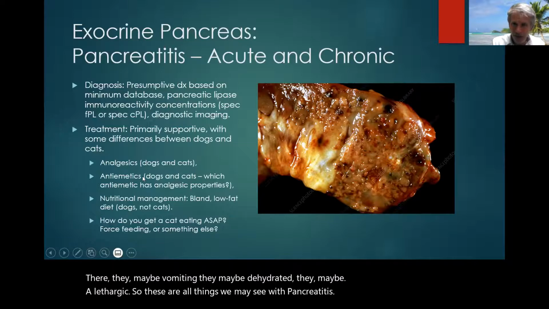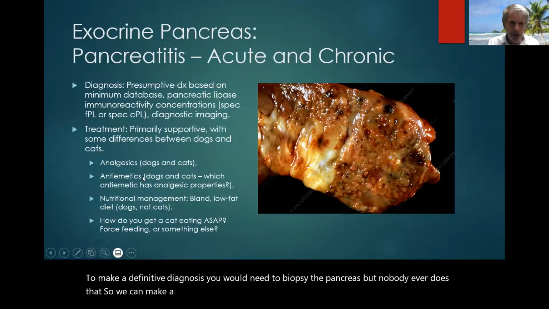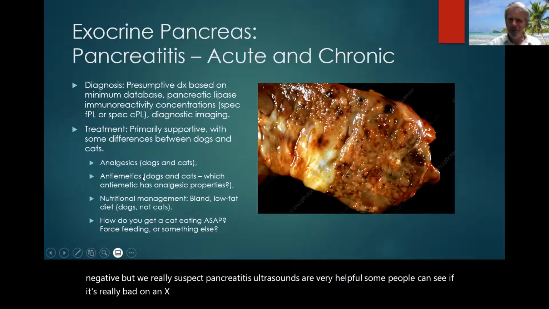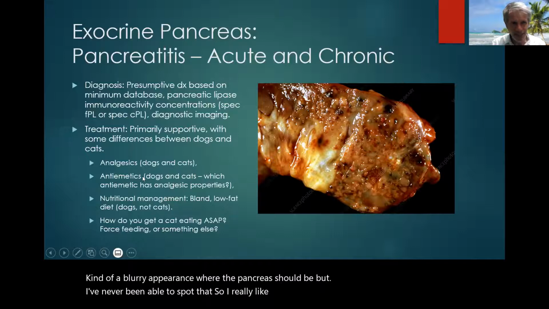To make a definitive diagnosis, you would need to biopsy the pancreas, but nobody ever does that. So we can make a presumptive diagnosis based on the pancreatic lipase test. If that's negative, but we really suspect pancreatitis, ultrasounds are very helpful. Some people can see it on an X-ray if it's really bad, as a blurry appearance where the pancreas should be, but I've never been able to spot that. So I really like the lipase test.